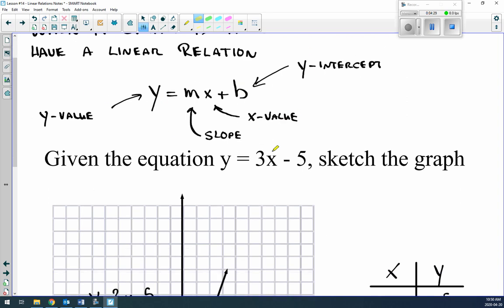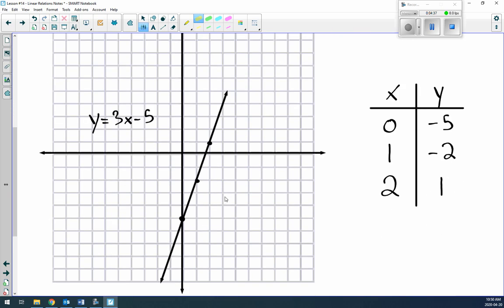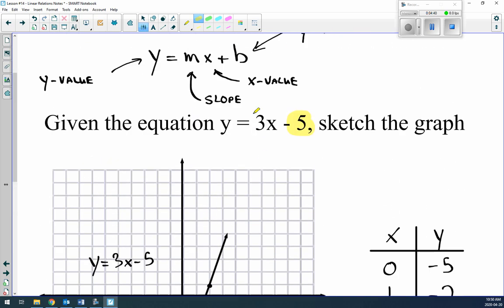So let's look at an equation. You can actually see how it works. So y equals 3x minus 5. You can see right away, the negative 5 is the y-intercept. That's where it's going to cross the y-axis. And the slope is 3, which means it's positive. So it goes up 3, 1 to the right. Up 3, 1 to the right.